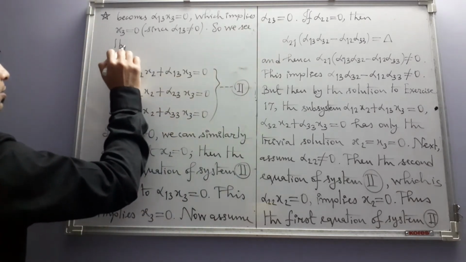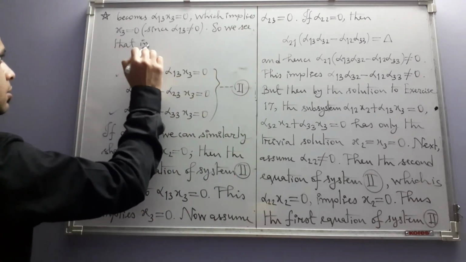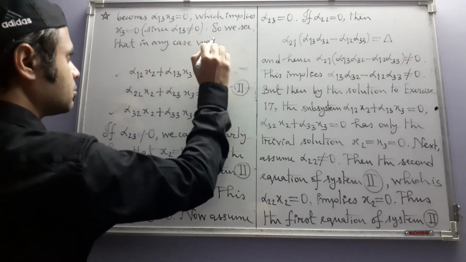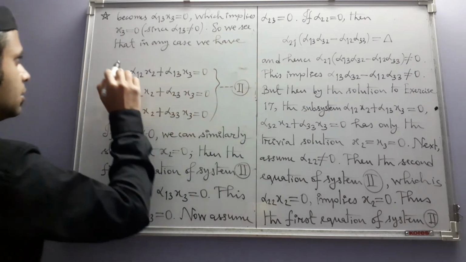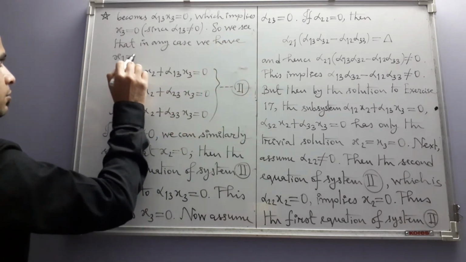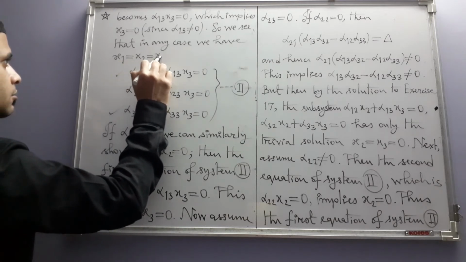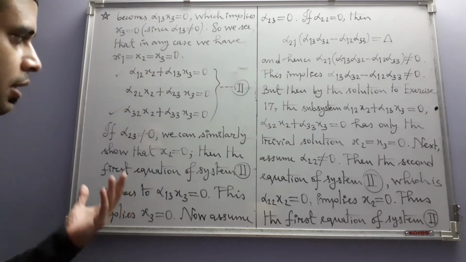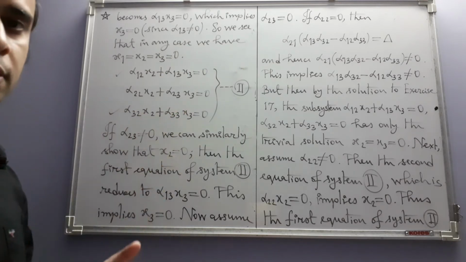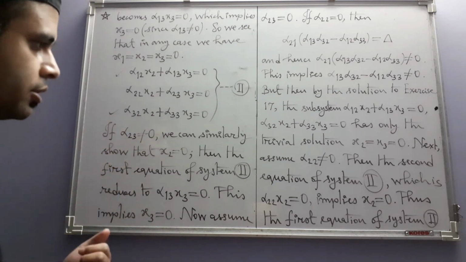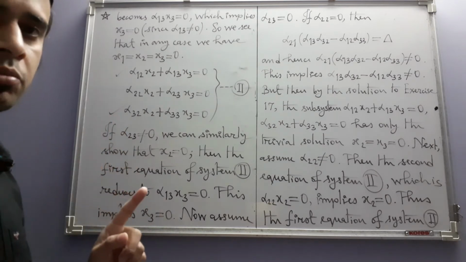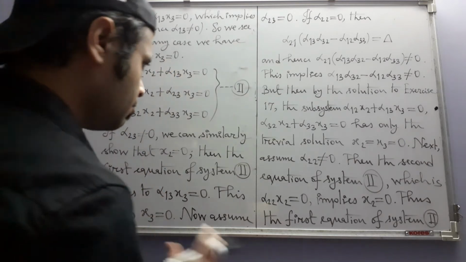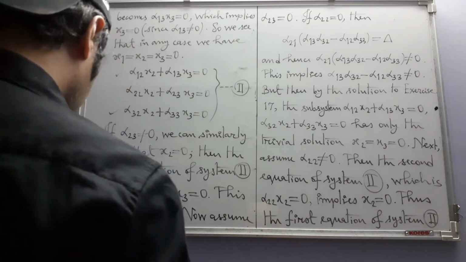So we see that in any case we have this. That means our assumption that our capital delta is non-zero has led us to the conclusion that our original system 1 has only the trivial solution. Okay, so that is one half. Now we look at the other half.